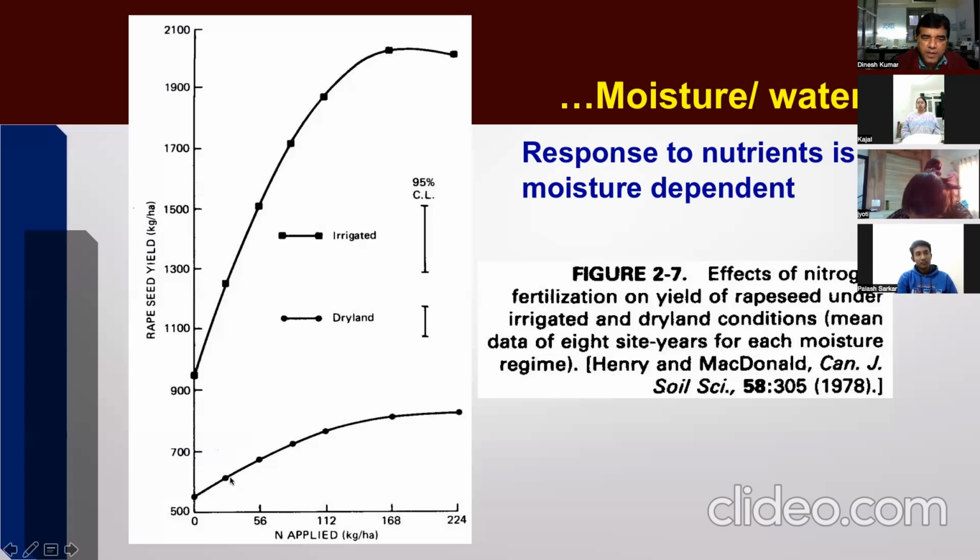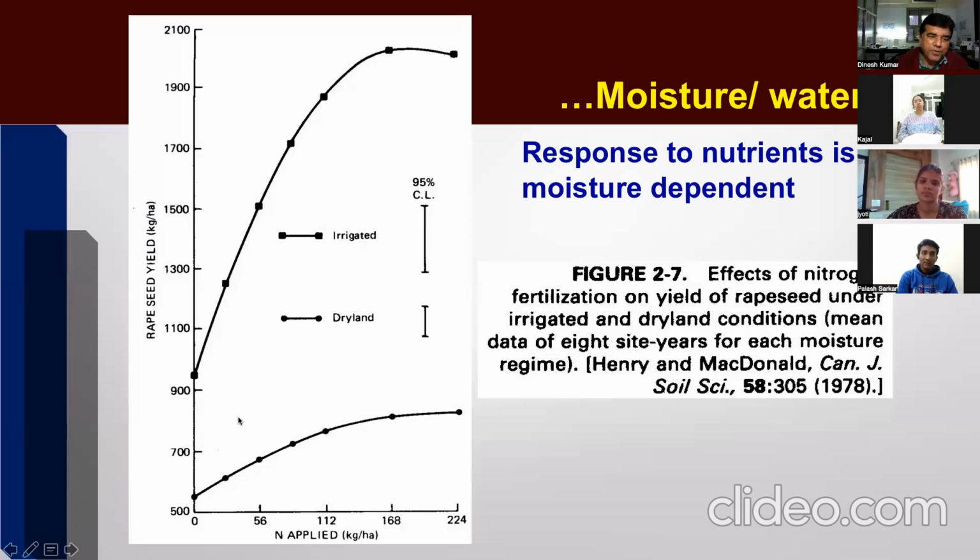Nitrogen applied, when this nitrogen is applied under dry land condition. You see, this is the line for dry land condition. Here you can get highest yield at 224, but this highest yield is very low. So the nitrogen requirement is also low to get the optimum yields here.